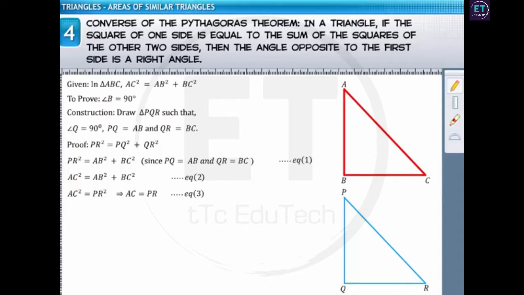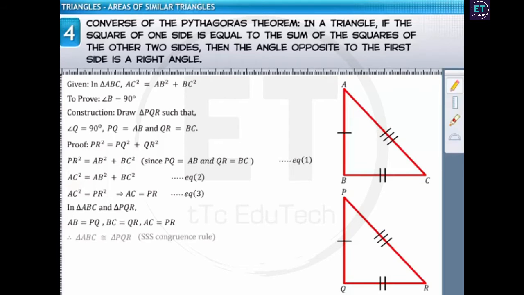Now, in triangles ABC and PQR, AB is equal to PQ and BC is equal to QR by construction, and AC is equal to PR from observation 3. Therefore, by the SSS criterion for congruence, triangle ABC is congruent to PQR. Angle B is equal to angle Q by the corresponding parts of congruent triangles, and the angles Q and B are equal to 90 degrees by construction. Thus, the theorem is proved.